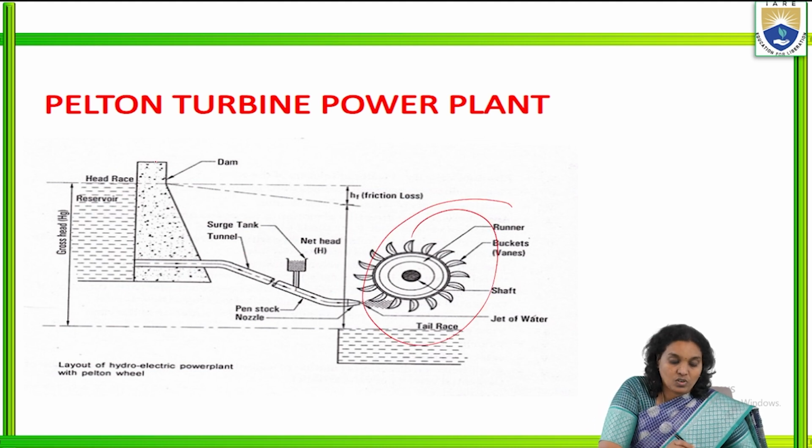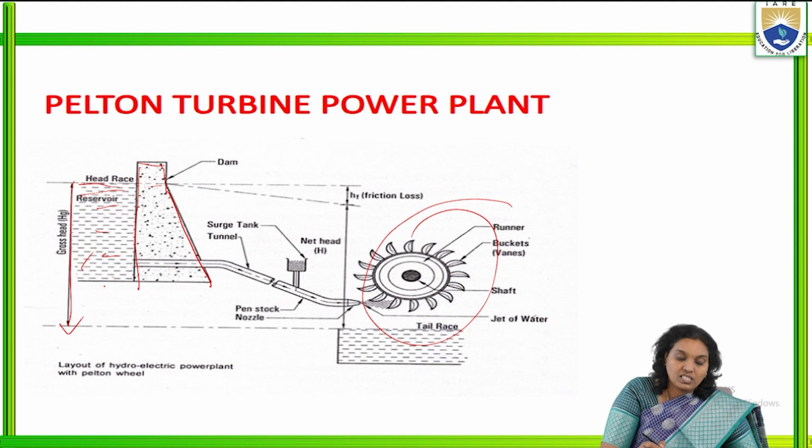This is the tail race. Here is the dam, this is the head race, and this is the reservoir. The total from tail race to head race, the difference in between, is the gross head. Whatever friction losses there are, from here to here, that is the net head.